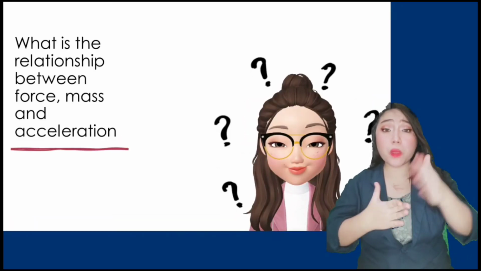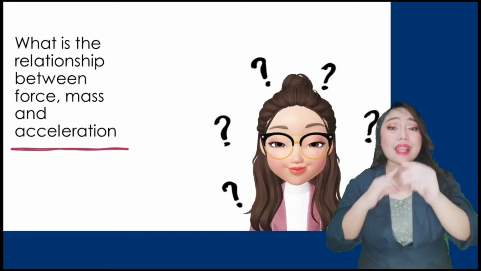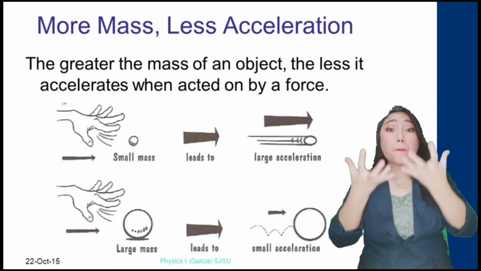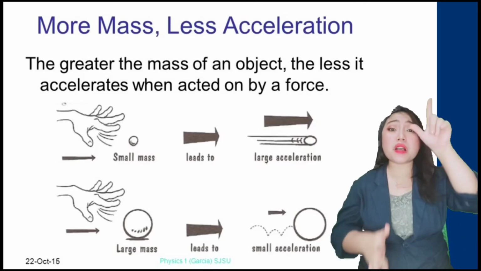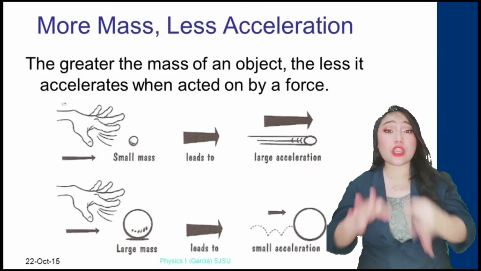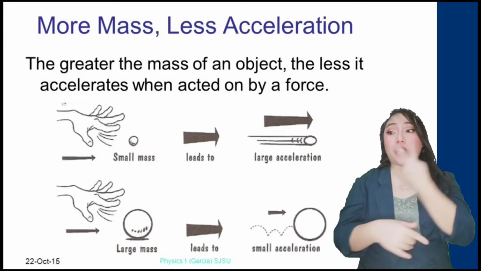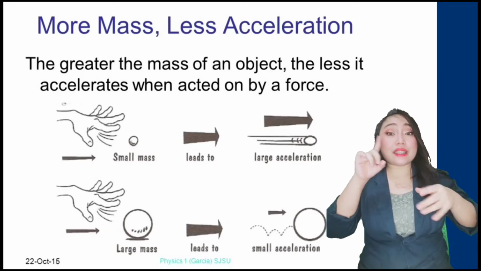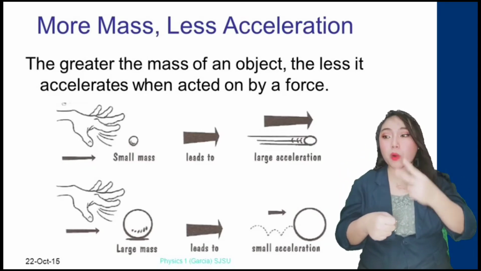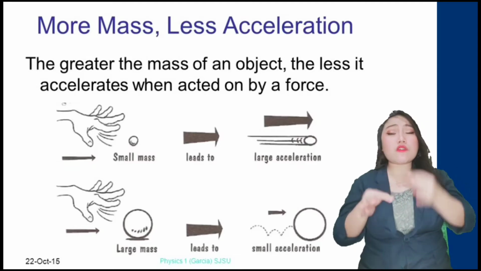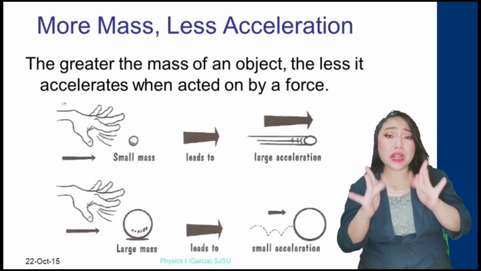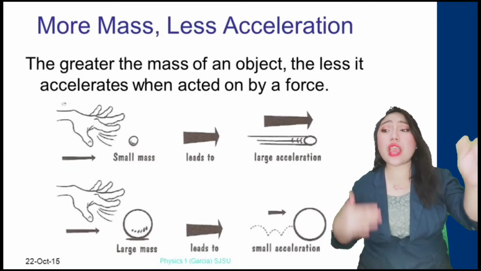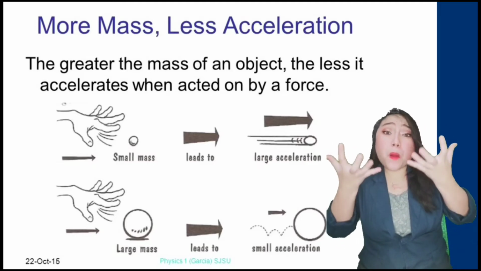Now next question is, what is the relationship between force, mass and acceleration? If an object has more mass, then it will be less likely to accelerate if we use the same force. Like, look at this picture. For example, there are two balls. One is a big ball and the other one is a small ball. If you use the same force, the smaller ball, which has a lighter mass, of course, will be easier to accelerate compared to the big ball, which is heavy.